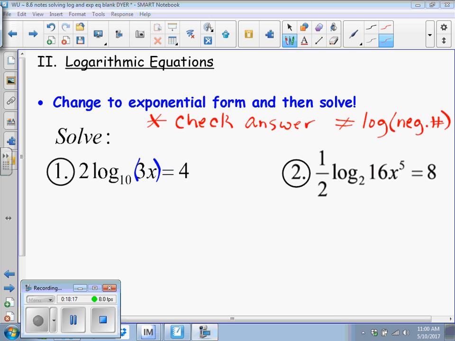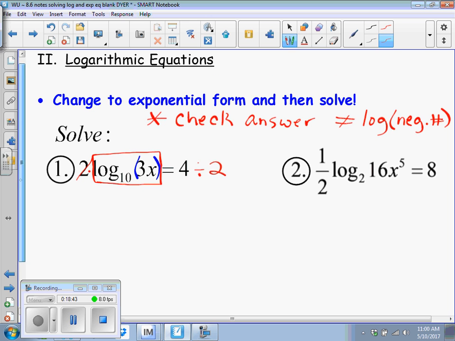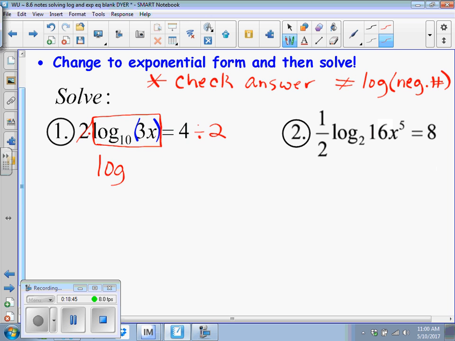Okay, so in these problems, you want to get the log by itself. So we want to have log base 10 of 3x by itself. We don't want anything added to that log, subtracted, multiplied, or divided. We've got to get rid of those things first. So we have to get this alone. Well, 2 has multiplied it, so that means I have to divide both sides by 2. Divide by 2, and that gets rid of that. So now I'm left with log base 10 of 3x equals 2.